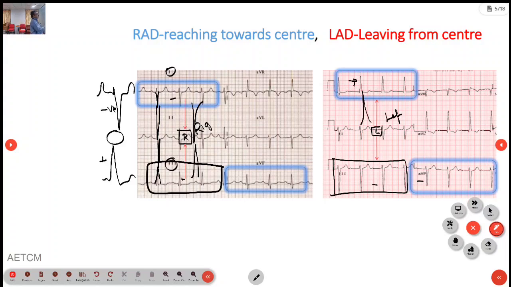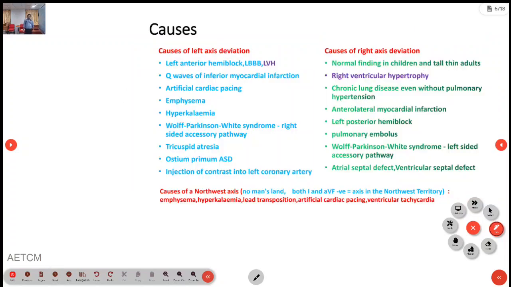So QRS in V1, lead 1 is like this, lead 2 is like this. So they are leaving away from the center. That itself will tell you what the axis is. What are the causes for right axis and left axis? That is very important, but we will not learn all these things. You can read all those things, but LVH produces left axis deviation, that is left ventricular hypertrophy. Right ventricular hypertrophy produces right axis deviation. It is very simple.